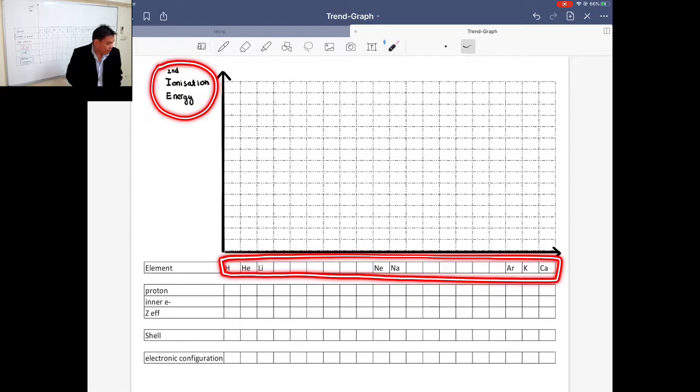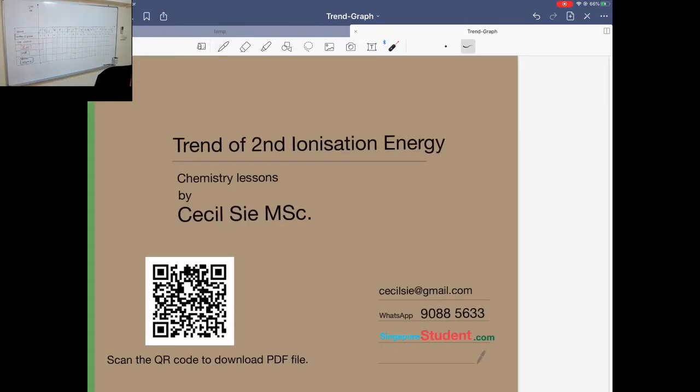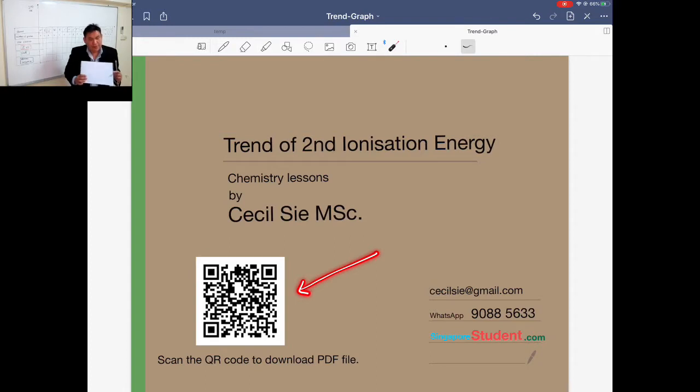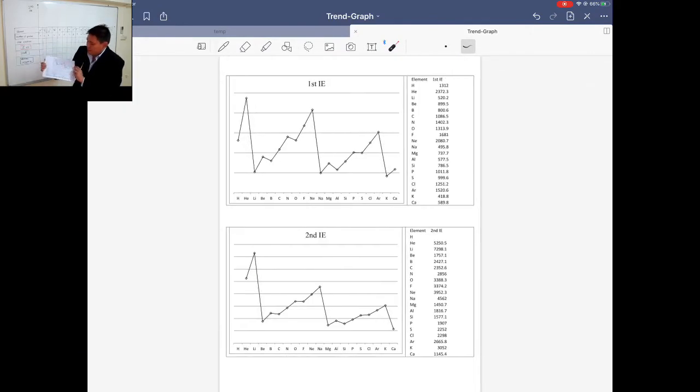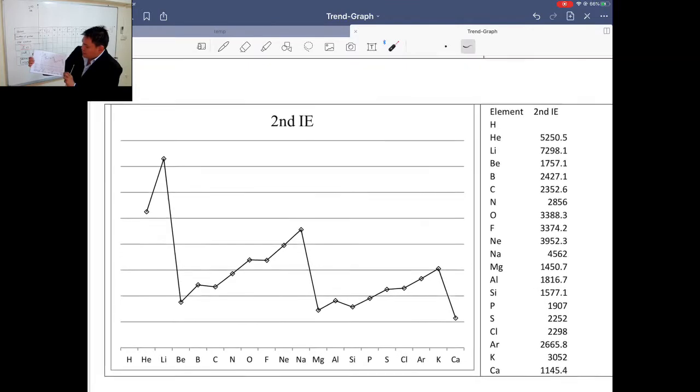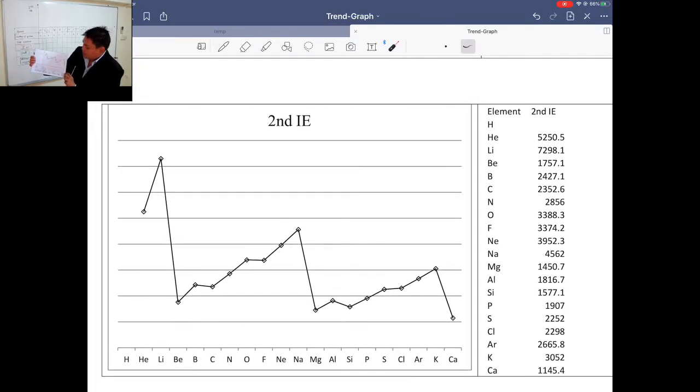Before you continue, you need to do several things. One is to download the empty pattern here. You can find the link next to this video. You're going to fill up some numbers here, and we are going to draw together. After you finish, you're going to get something like this, the second ionization energy graph.